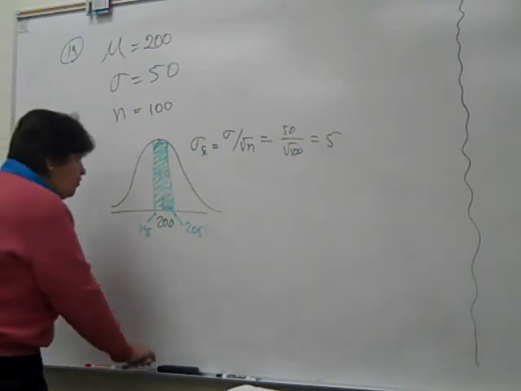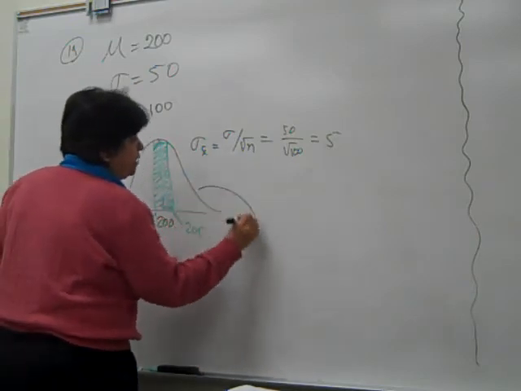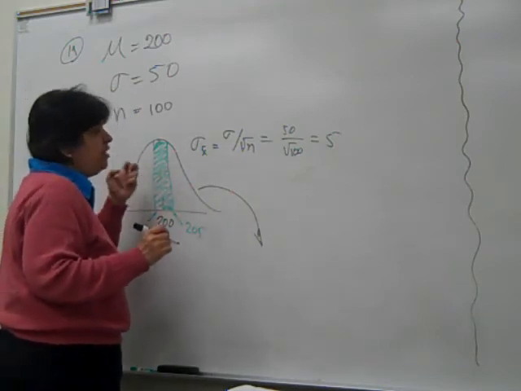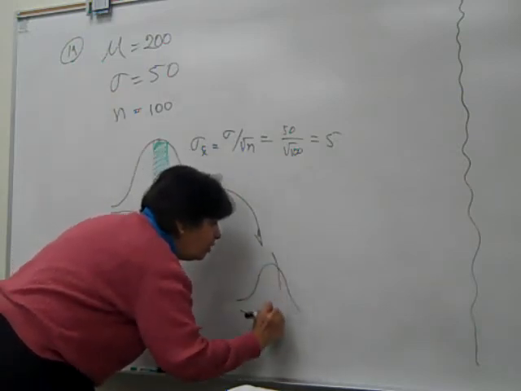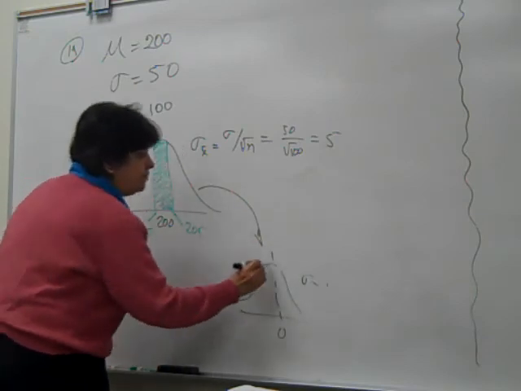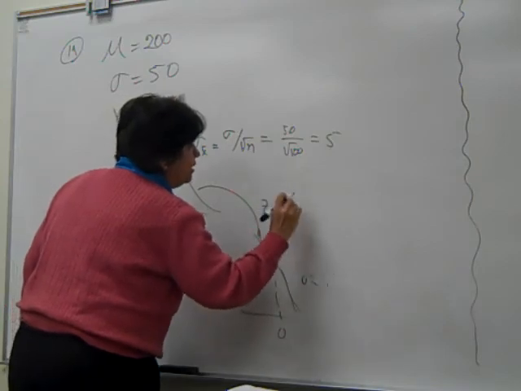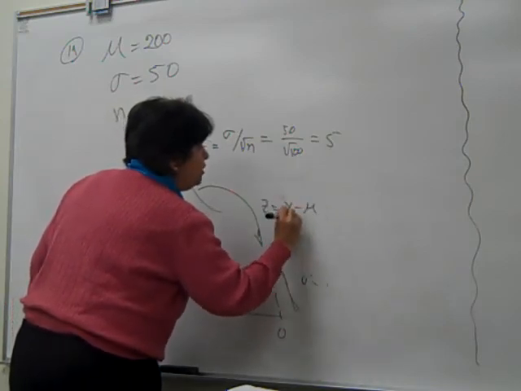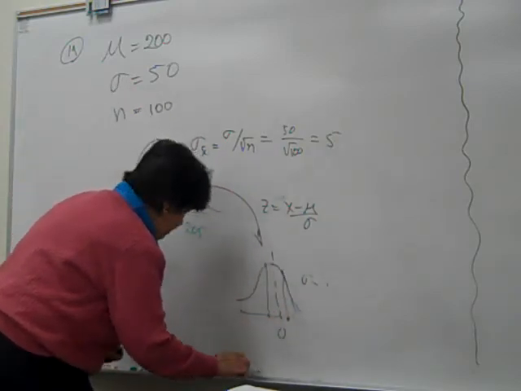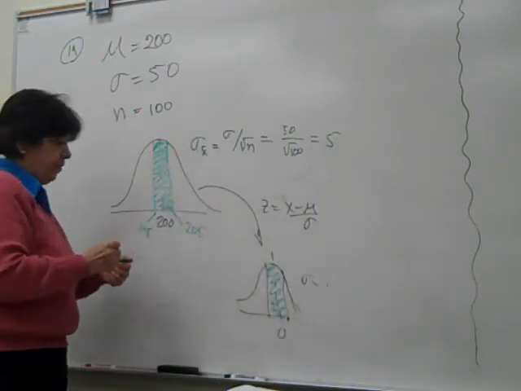How do you find this probability? The only way is to transform this normal distribution into a standard normal distribution with mean equal to 0 and sigma equal to 1. And how do you do that? Z is equal to x minus mu divided by sigma. This probability over here is exactly this probability over here.